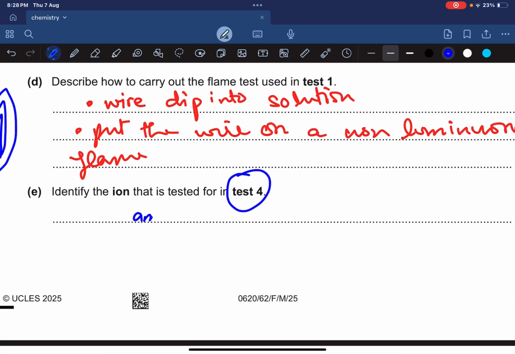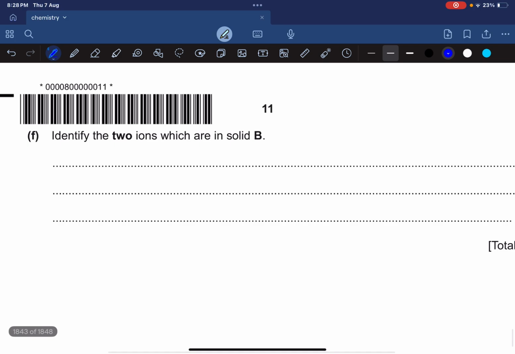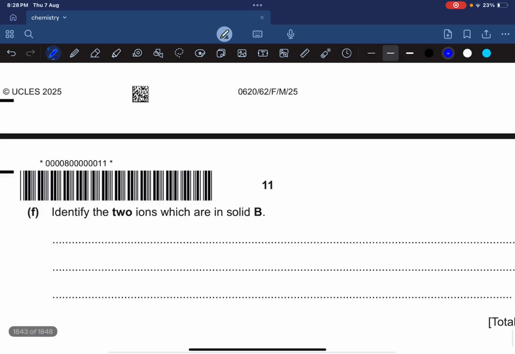For ammonium ion, what we do is we add sodium hydroxide, warm it, and then we test the gas that's given off with a litmus paper.